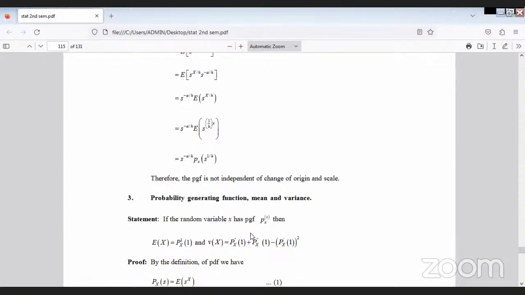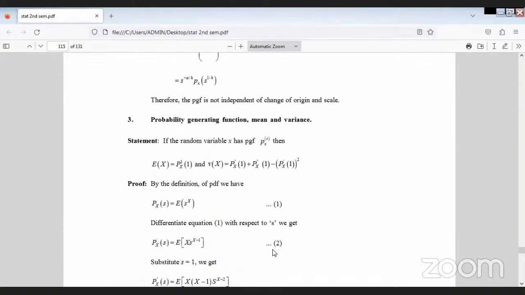Probability generating function, mean and variance. If the random variable X has probability generating function P_X(s), then E(X) is called P'_X(1), and the variance of X is P''_X(1) + P'_X(1) - (P'_X(1))^2. You should understand variance of X, no? By the definition we have to prove here.